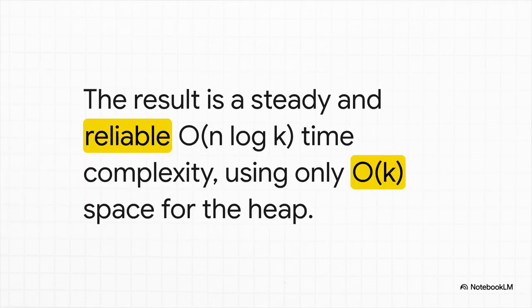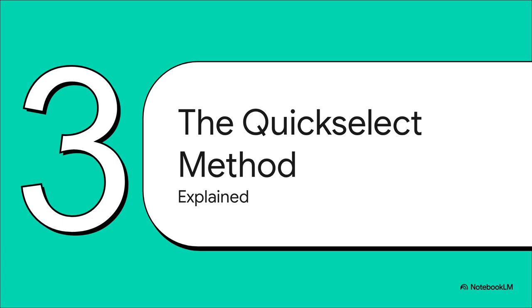So what does this all add up to in practice? Well, it means you get very predictable, very reliable performance. We look at each of the N items one time, and for each one, the hardest work we ever have to do is a tiny update to our small heap of size K, which takes what we call log K time. It's steady, it's dependable, and it only needs enough memory to hold those K items. All right, that was the heap method.